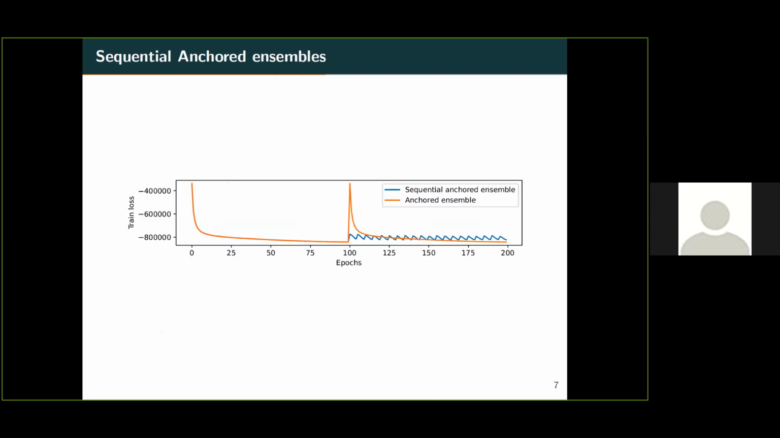So here is how the algorithm behaves. We can see with anchored ensemble, we start from a very high loss, while with sequential anchored ensemble, we start from the previous obtained solution, and we still have a small peak because we modify slightly the objective function, but we are able to converge much faster. In this plot, we are able to construct an ensemble of 21 members in the same time anchored ensembles construct an ensemble of 2 members.